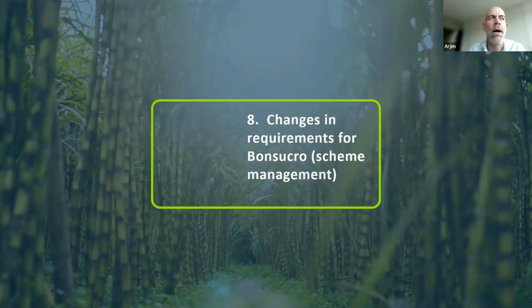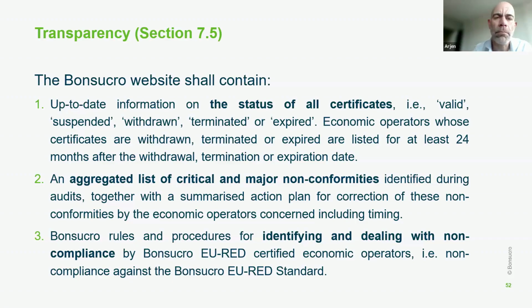Then, in addition to the changes in the requirements for mills, for supply chain operators, for certification bodies and auditors, there are also a couple of changes in the new Bonsucro EU-RED standard for Bonsucro as a scheme manager. Those requirements particularly relate to transparency. Basically it says that Bonsucro on its website shall provide certain pieces of information, for example the status of all certificates, and also an aggregated list of critical and major non-conformities. What I'd like to highlight with this second point is that this is just an aggregated, anonymous list, so there will be no specific information on non-conformities per operator. It will just be an aggregated, anonymous overall list, which will be published on the website.